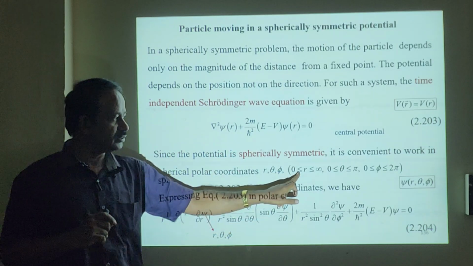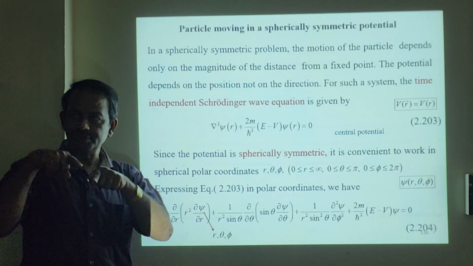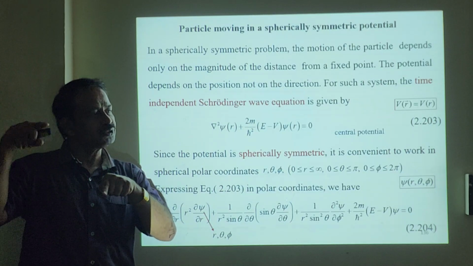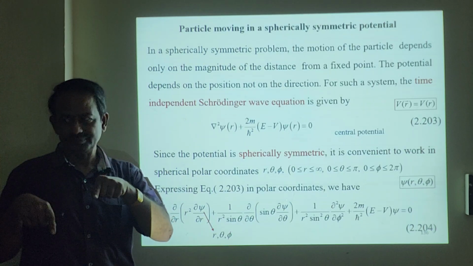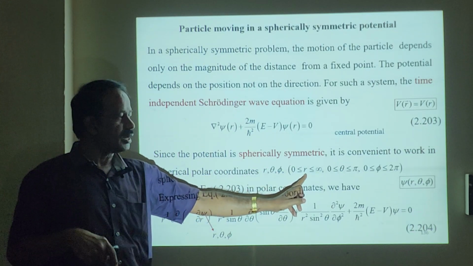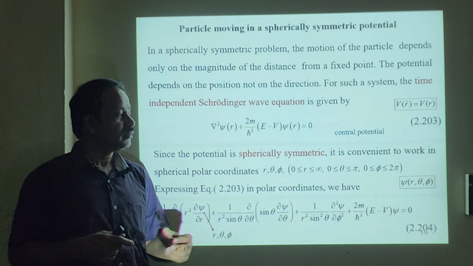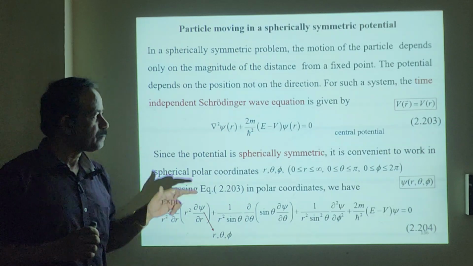Okay, one is 0 to infinity. 0 to infinity in the sense from 0, the origin, to the maximum radius. Suppose the radius is capital R, then infinity is nothing but your capital R. So r lies between 0 and infinity, theta lies between 0 and pi, and phi lies between 0 and 2 pi. You should remember.